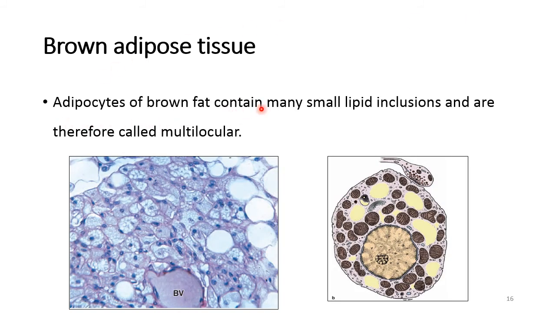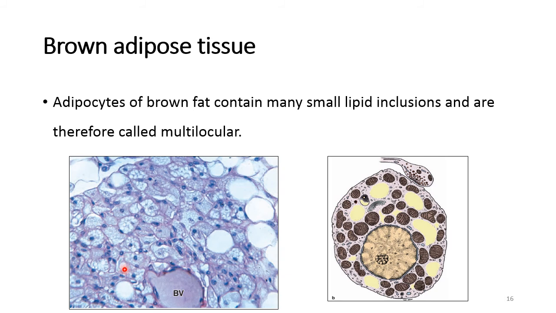The adipocytes of brown fat contain many small lipid inclusions and are therefore called multilocular. In this diagram on the right side, you will see a multilocular adipocyte. This is an adipocyte of brown fat. As you notice, this is the nucleus, in the center, and these yellow droplets are lipid droplets or small lipid inclusions. And this brown color is the mitochondria.